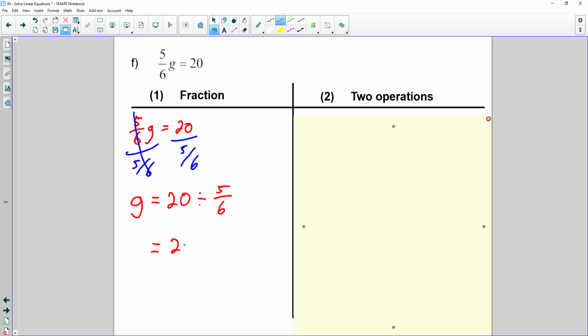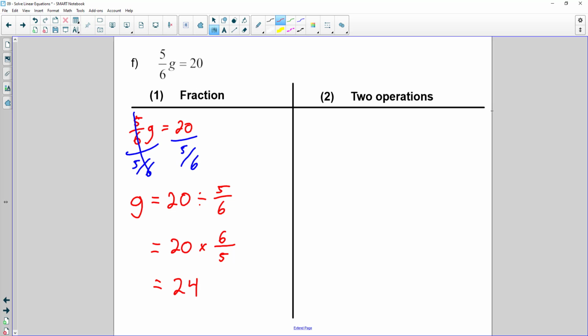So this is the same thing as 20 times 6 over 5. And now I can just solve for this, right? So I have 20 times 6 is 120, and 120 divided by 5 is 24. Okay, 20 times 6 divided by 5. That's one way we can do it.